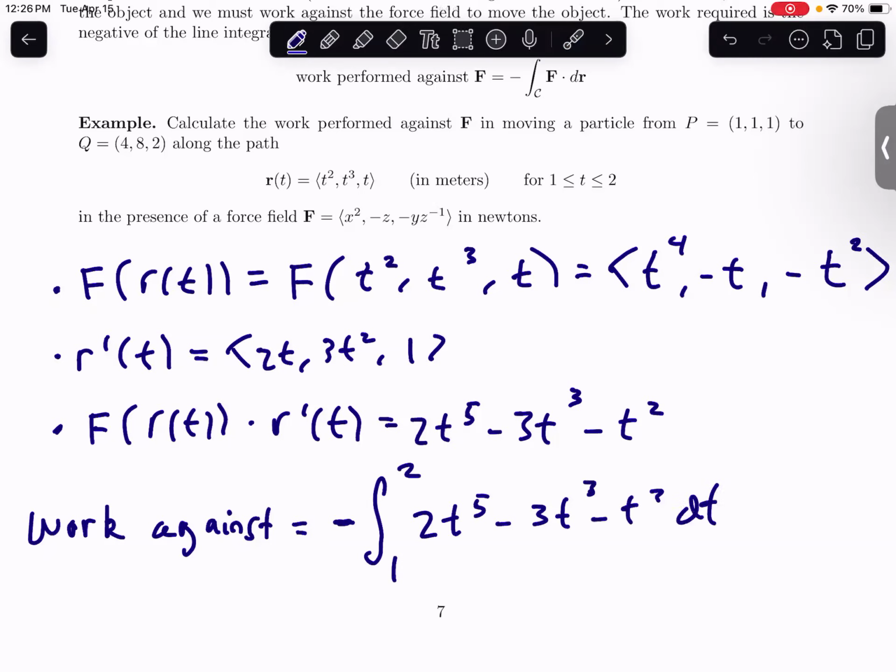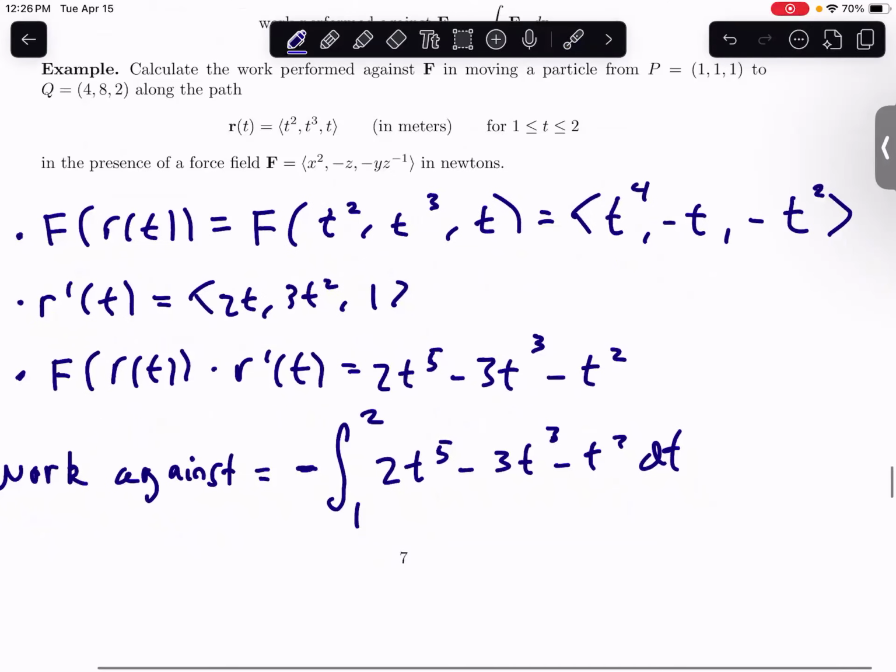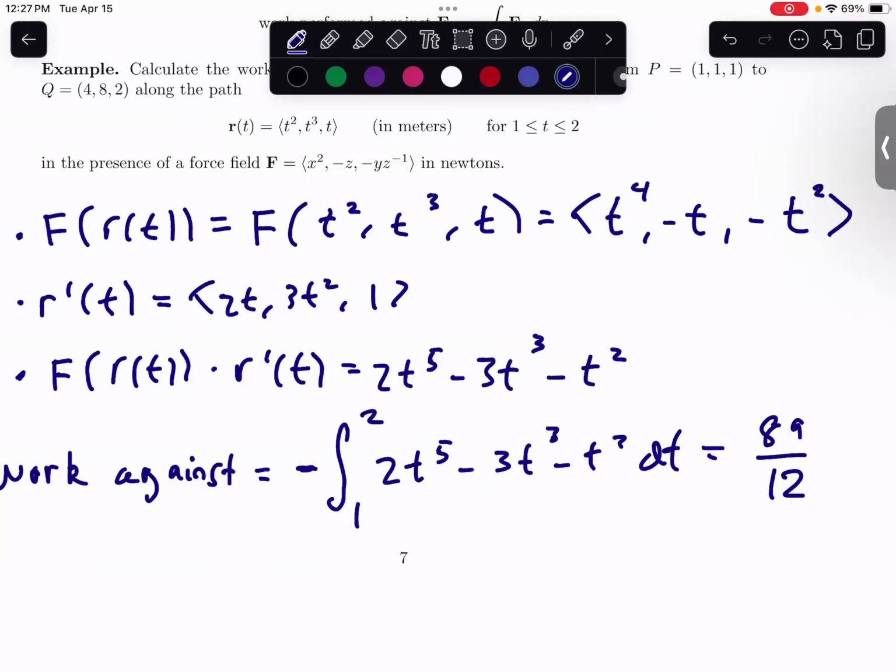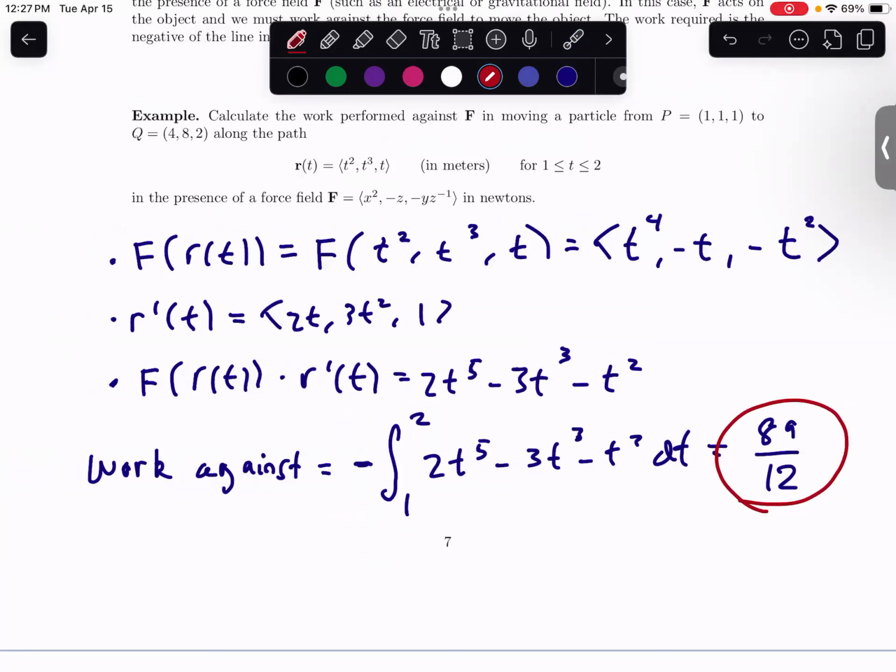So this is just a Calc 1 integral, right? So this will be 2 over 6 times t to the 6th power minus 3 over 4 times t to the 4th power minus 1 over 3 t cubed. And then you plug in t is equal to 1 and t is equal to 2. And what that ends up giving you is 89 over 12. So you can compute the integral and confirm that's what it ends up being equal to.